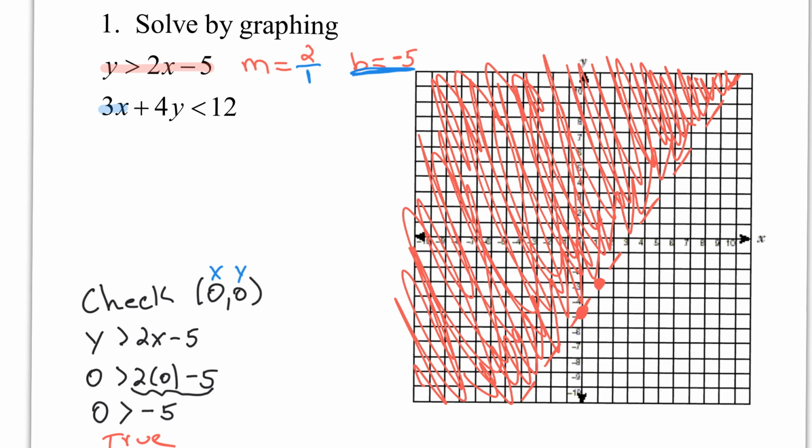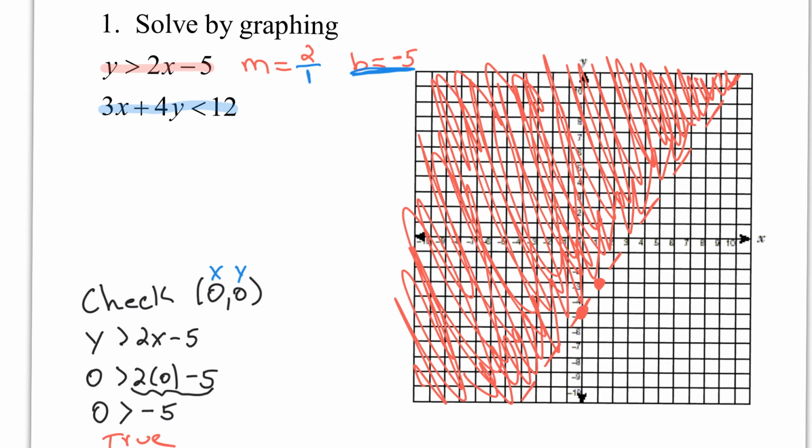The second line, which is blue, it is standard form. So one way you guys can find the slope and the y-intercept is to get the y by itself. So you take minus 3x, subtract 3x to the other side, and then you divide everything by 4. Or you guys can use a little formula, a little, you can say, shortcut to find the slope. And I'll give you guys that shortcut right now.